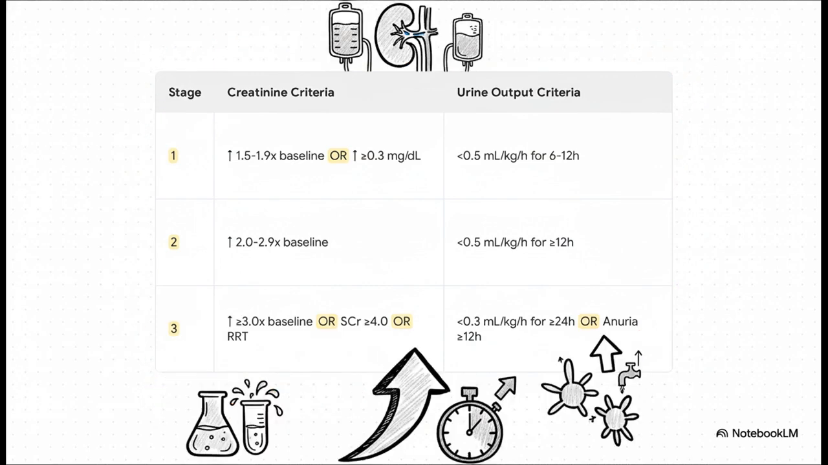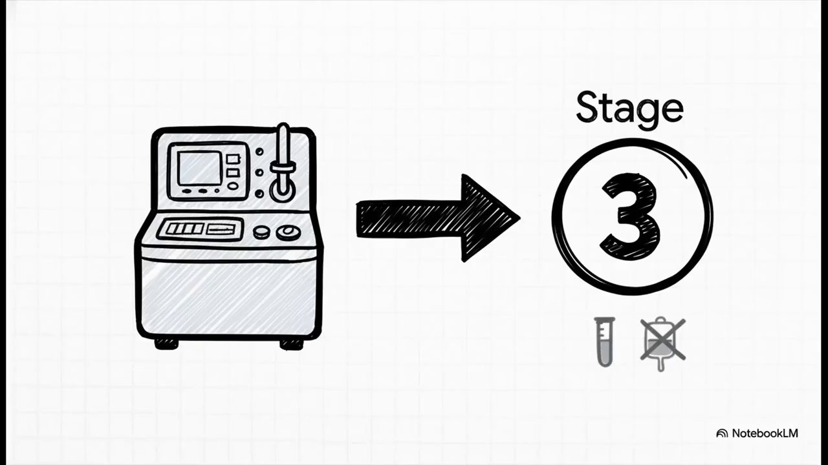So here's the completed grid. This is the perfect time to pause and grab a screenshot. This table is pure, high-yield information you'll use constantly. And just remember, you always stage the patient based on whichever criteria, creatinine or urine output, puts them in the more severe stage. Let's just hammer this one point home because it's a favorite on exams. If a patient is started on dialysis for an acute kidney problem, they are automatically, by definition, stage 3 AKI. It does not matter what their creatinine or urine output is in that exact moment. Starting renal replacement therapy means stage 3, period.